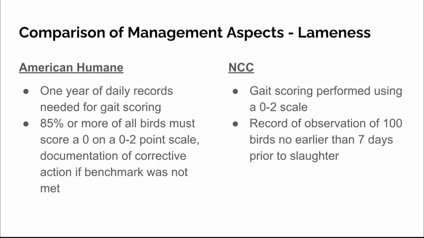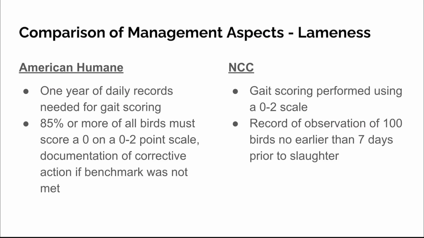To begin, we'll be discussing lameness and comparing the two audit tools, what the requirements are for lameness. American Humane wants 1 year of daily records for that gait scoring, and 85% or more of birds must score a 0 on a 0 to 2 point scale. If that 85% was not reached, they would like to see documentation of corrective action.